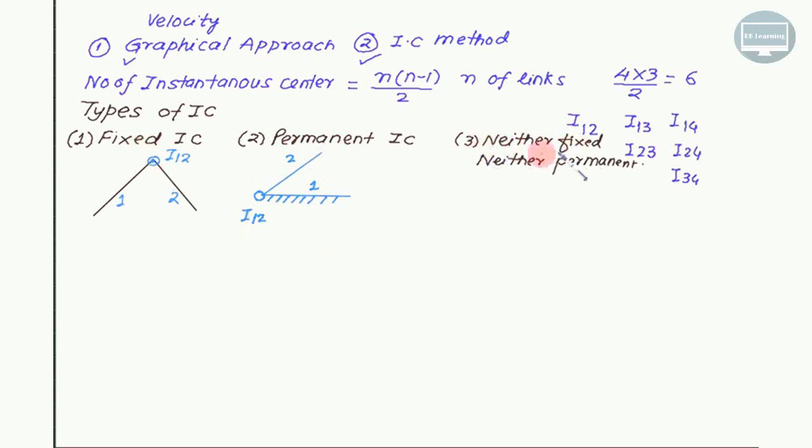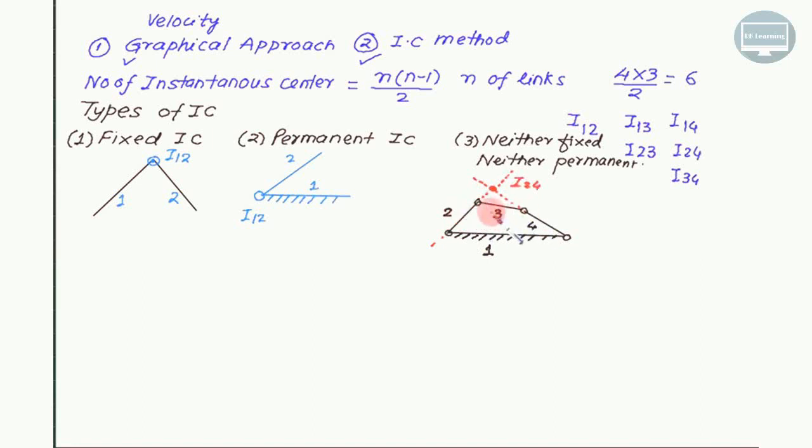And the third type is neither fixed, neither permanent. So this time we have a 4-bar mechanism. This one is permanent. This one is permanent. Is it fixed? IC can be obtained by extending the IC of this, and this one can be obtained like this. So this one is IC. This IC is 2,4 IC. In between 2 and 4 we have a link 3.